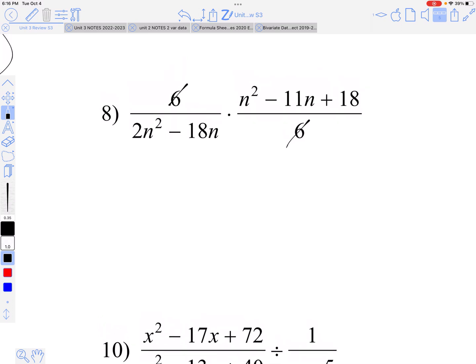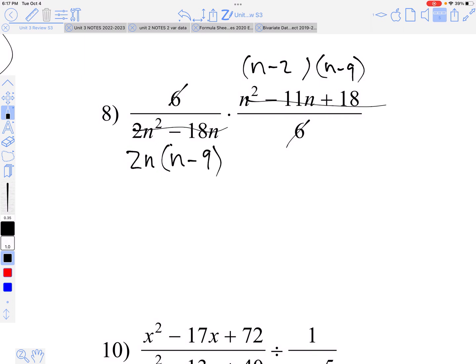And then what I'm going to do is I'm going to factor. So I'm going to think what multiplies to give me positive 18 but adds to give me negative 11. So I'll have n minus 2, n minus 9. And then over here on the left, I'm going to have to do GCF factoring, and I'm going to get 2n times n minus 9. So then the n minus 9 divides out, and I have n minus 2 over 2n.